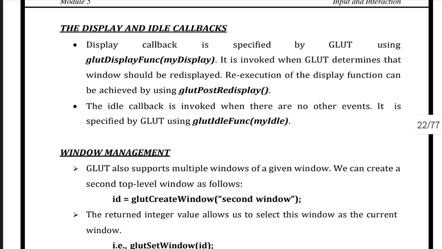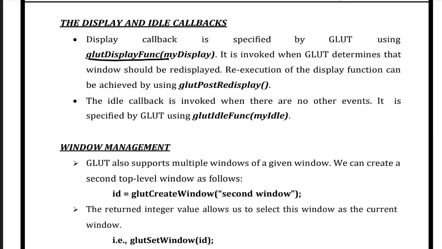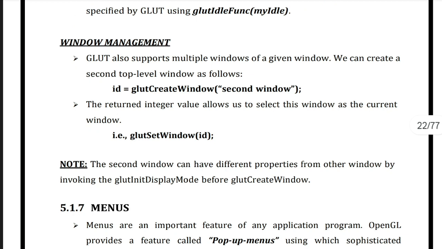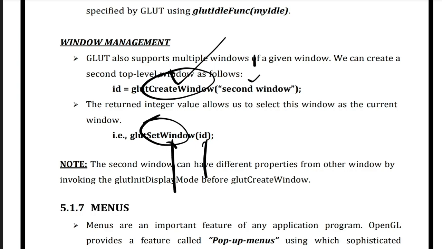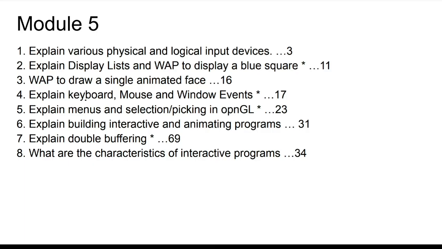And here are some extra points which you can use: either glutDisplayFunc, glutPostRedisplay, or glutIdleFunc. PostRedisplay is used when there are multiple programs executing at the same time. Idle function is used when there are no events getting performed, only the same event which you are currently performing. Use this one, else use glutPostRedisplay. And you can create a window and set a window by these 2 syntaxes: glutCreateWindow with the window name, and glutSetWindow with the window ID. Okay. So those were the key concepts you have to mention in the keyboard, mouse and window events.